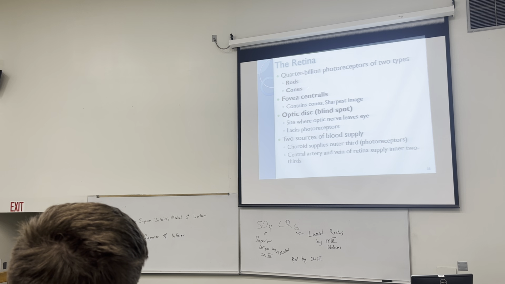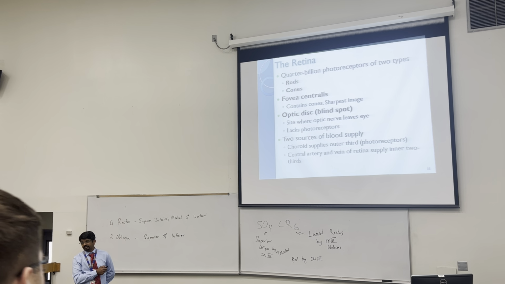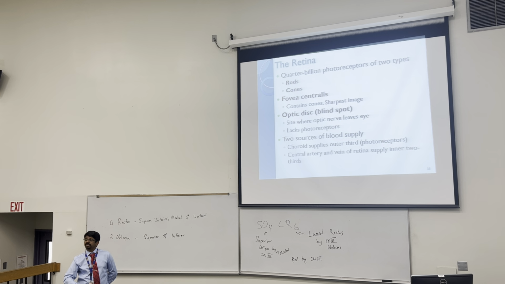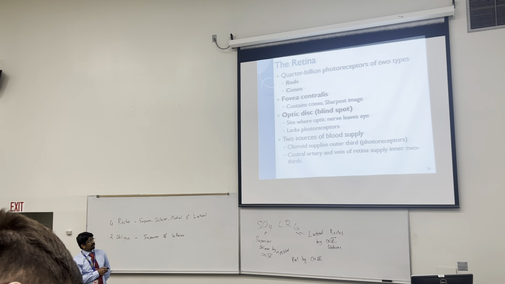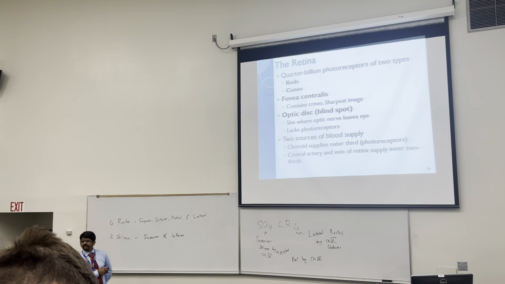The retina, given that it's got a lot of photoreceptors, lots of these receptors, needs a lot of nutrition, and there's a lot of turnaround. We get some blood from the choroid that we mentioned. What's the choroid here?